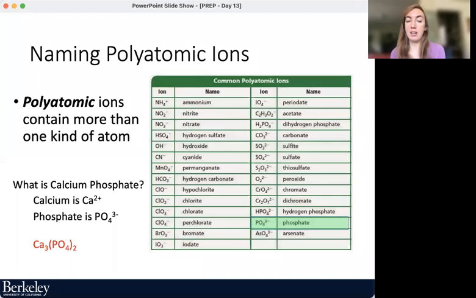And then what we're doing to figure out those coefficients is just make sure the charge is neutral, just like we were doing with our neutralization reactions and our precipitation reactions. Does anyone have any questions on how I did this?